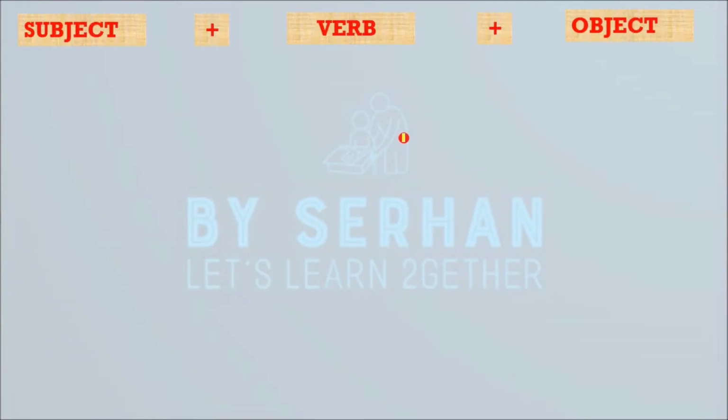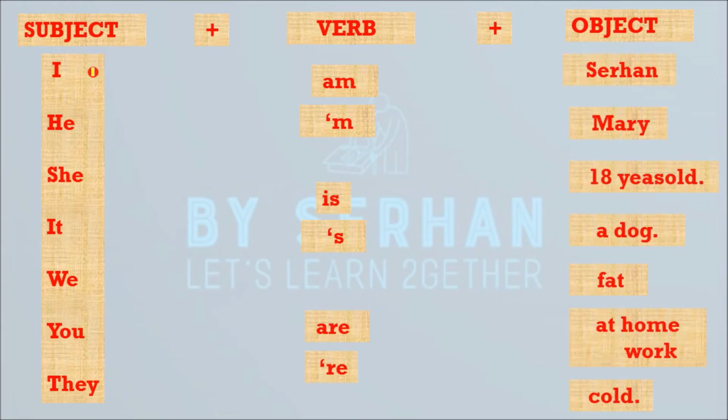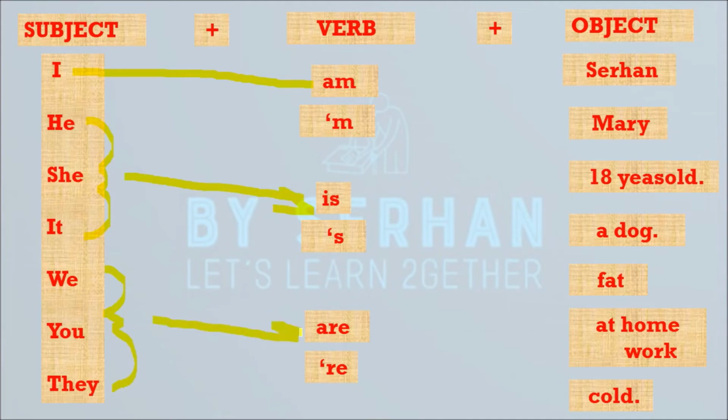Let's go on. We start with the subject. Here we have the subject, singular and plural. Then we use the verb to be as am, is, are. If the subject of the sentence is I, I use am. And if I have the singular third person pronouns, I use is. And if we have plural pronouns, we use are.